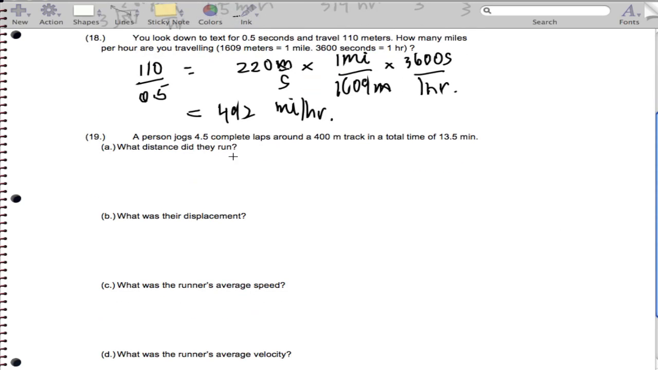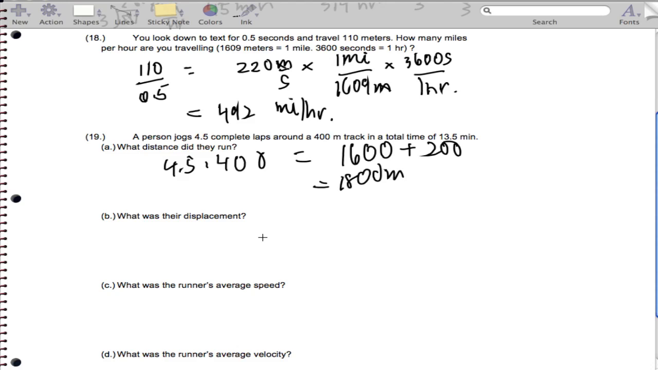So that's cool. Now, 4.5 laps around a 400 meter track in 13.5 minutes. What distance do they run? Well, that's 4.5 times 400. So that is going to end up being 1,600 plus 200, which ends up being 1,800 meters. We're going to find their displacement. Their displacement is going to be from here to here. So that's actually half the circumference of the circle. So the track's 400 meters, so that's going to be 200 meters displacement.